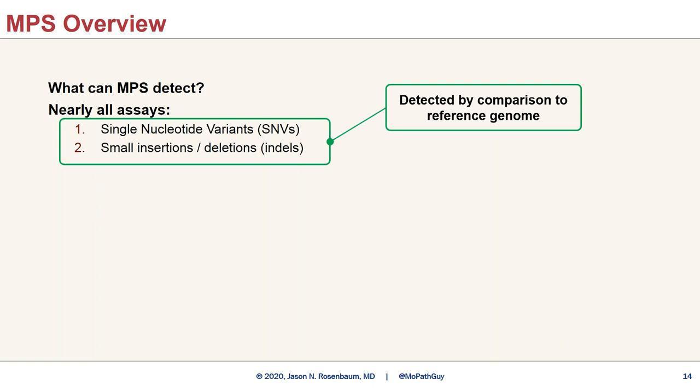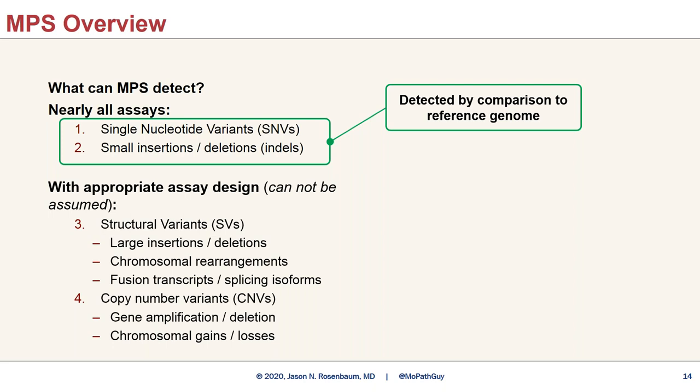So as I said, these are detected by direct comparison to the reference genome. And again, nearly all assays detect these kinds of variants, to the point where I'm comfortable saying if somebody just says they're running an NGS or an MPS-based assay, this is what they mean. They can detect these things.